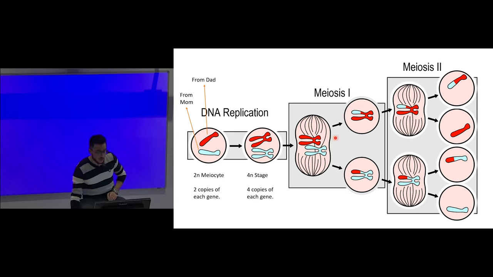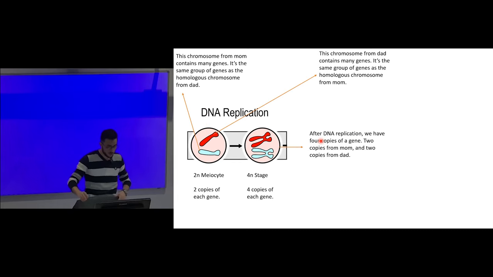One important thing that you have to focus on here is the position of the chromosomes. This is very different compared to mitosis, and it allows for something called a crossover, which we'll talk about later on in the slides. So let's go in depth.